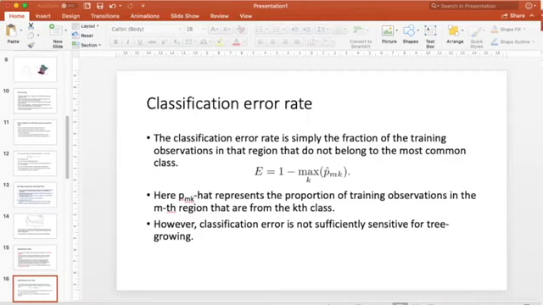For example, let's take three categories: A, B, and C. If we expect that for this region everybody will be B, where B is the most commonly occurring class, then E is the proportion of those who are not B. The p hat mk represents the proportion of the training observations in the mth region that are from the kth class. However, classification error is not sufficiently sensitive for tree growing.